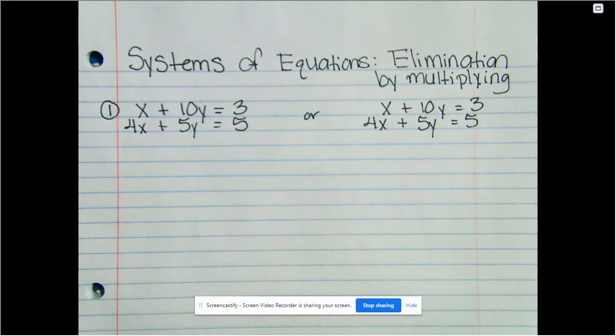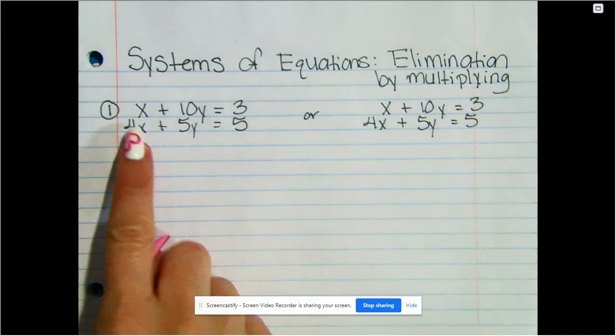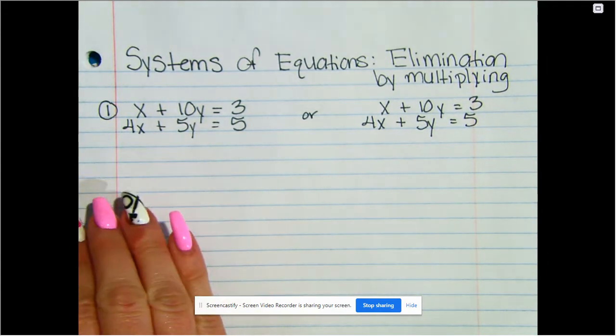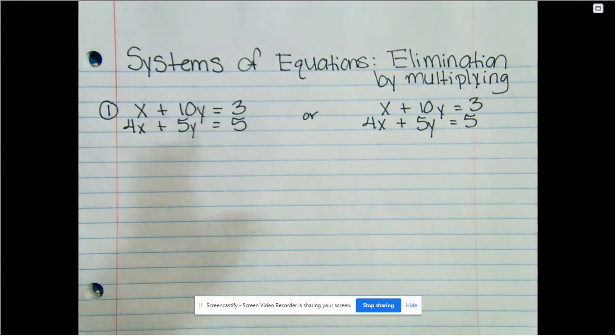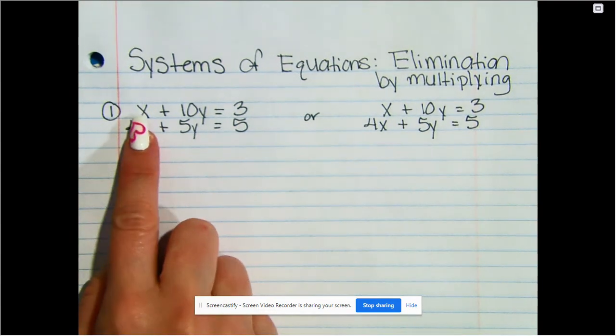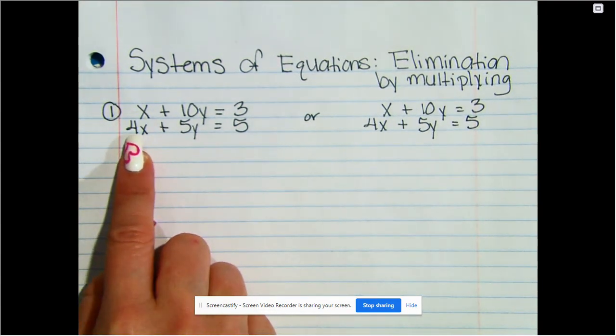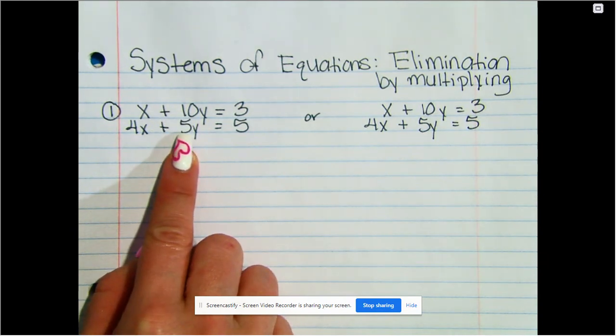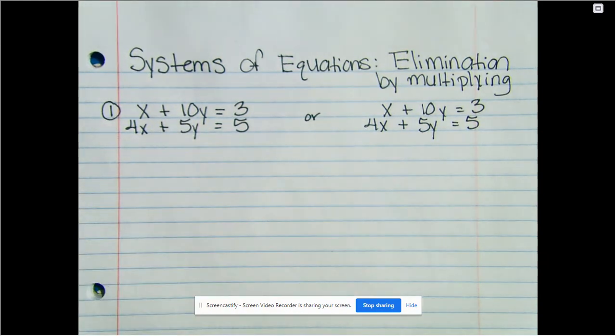Now, before, whenever we did the process of elimination, we had coefficients that were the same, and so we were able to easily add or subtract, and they would cancel. We would create a zero pair, or they would be eliminated, right? But as you can see, we have an x and a 4x, and that's not the same coefficient. And we have a 10 and we have a 5. Still not the same coefficients. So here's some things that we can do.